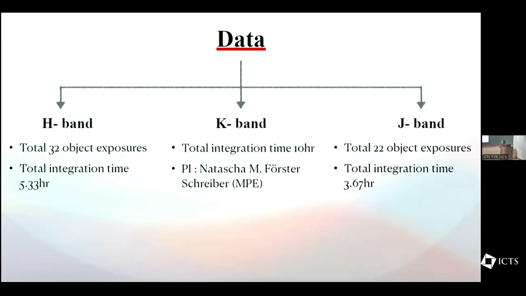So these are the data I have used. H band data, these 3 bands of data, and to put it in the simplest way, the take-away is from this slide. This galaxy has been observed 32 times in the H band with a total integration time of this, and the J band 22 times with a total integration time of this. The J band and H band data are part of our GTO program, and we got these data from our collaborators at MPE.